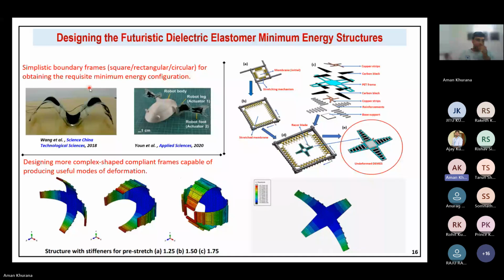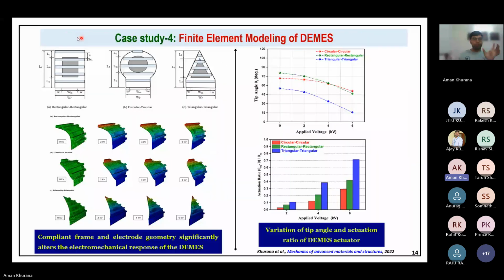So the concept is, we have seen that most of the people are doing what we are also doing. Initially, we have a simple shape of the actuator. We take a simple shape like square, rectangular, or circular. Like that, I have also taken the simple shape of the rectangle. So what people are doing, they will club them.